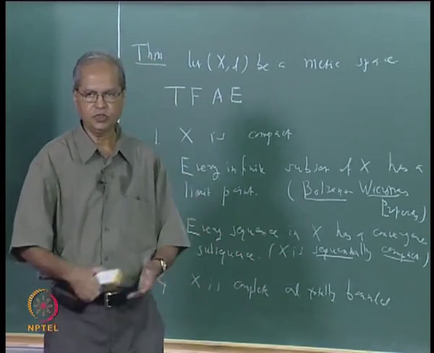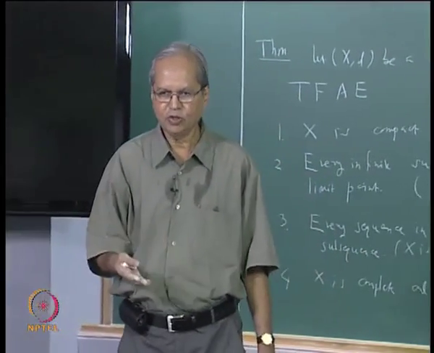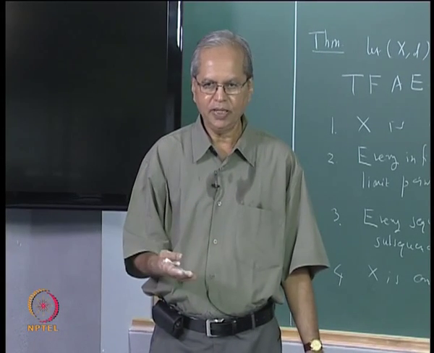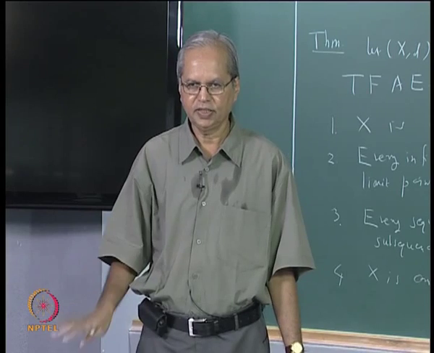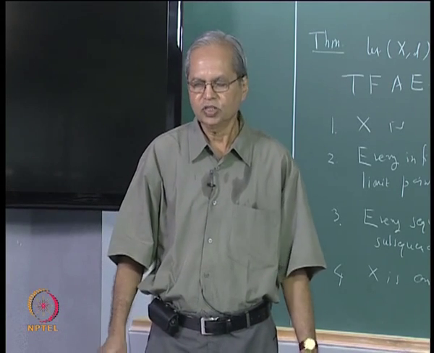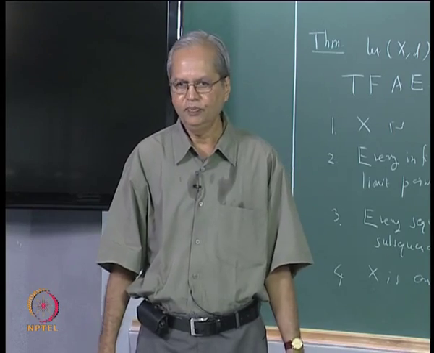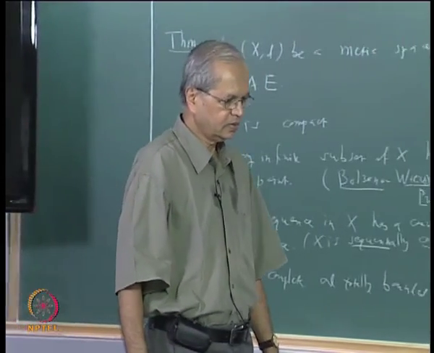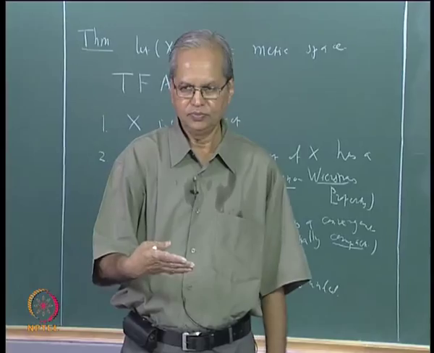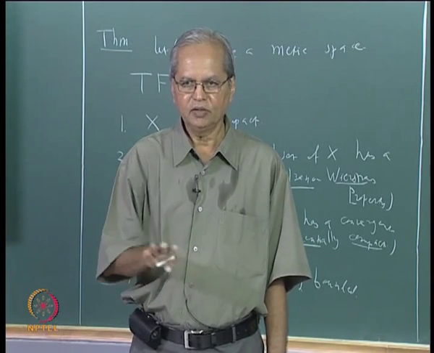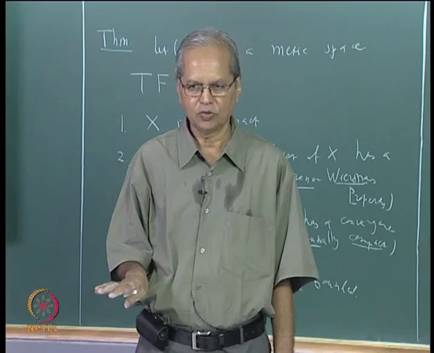Now, to show that X is totally bounded, let us recall the definition. What is meant by saying it is totally bounded? That given any epsilon, we should be able to cover X by a finite number of balls of radius epsilon. So suppose that is false. Then what does it mean? There should exist some epsilon such that you cannot cover X by a finite number of balls of radius epsilon.